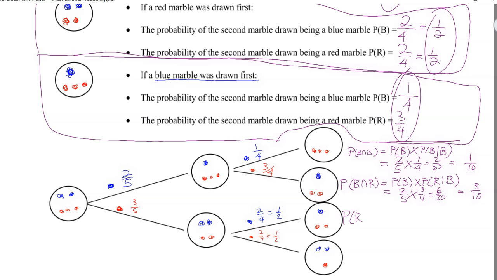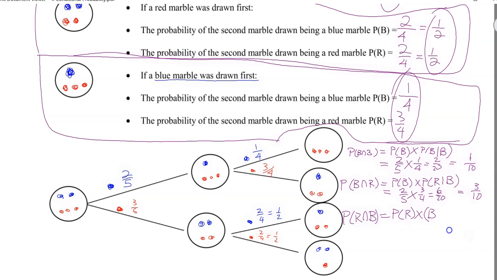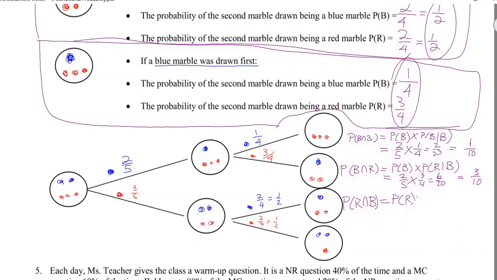The probability that your first marble is red and then you get a blue would be the probability of a red times the probability that you got a blue, given that you got a red. So the probability of a red, our first probability, is 3 out of 5. The probability that you got a blue, given that you got red, is 2 out of 4. It's 6 out of 20, or 3 out of 10.